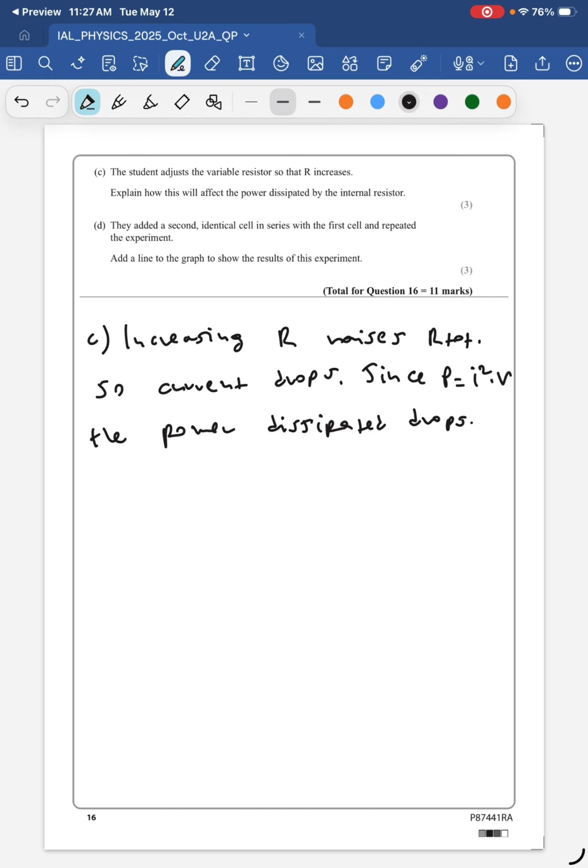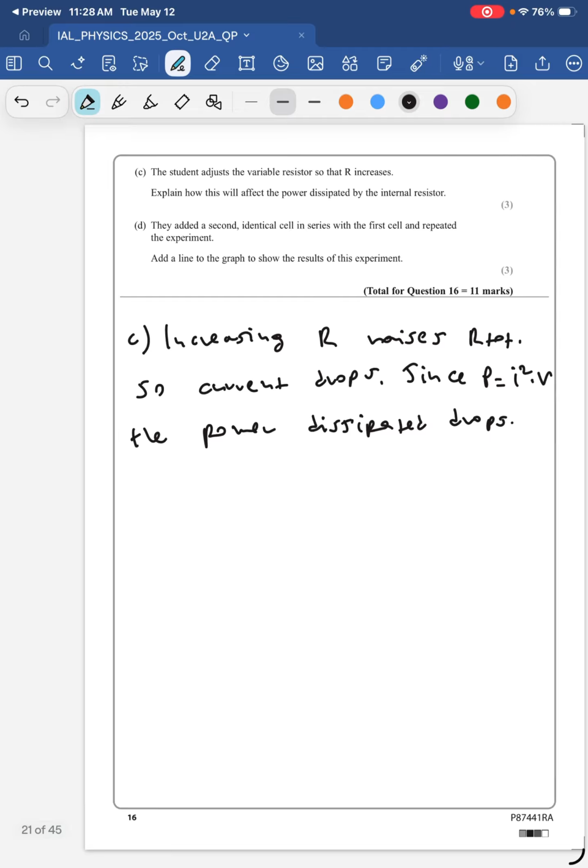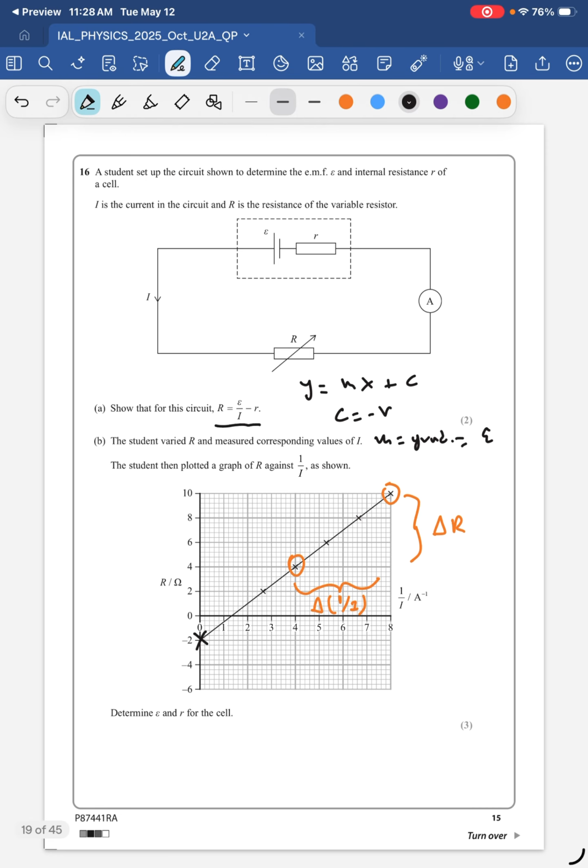Okay, D, they added a second identical cell in series with the first cell and repeated the experiment. Add a line to the graph to show the results of this experiment. Okay, so I guess just adding to this line does the trick. So if we add a second cell over here with the same EMF and the same R, then the internal resistance will be minus 4.